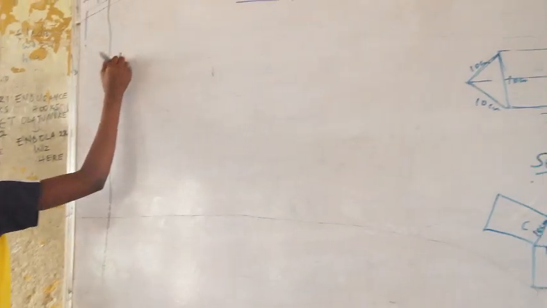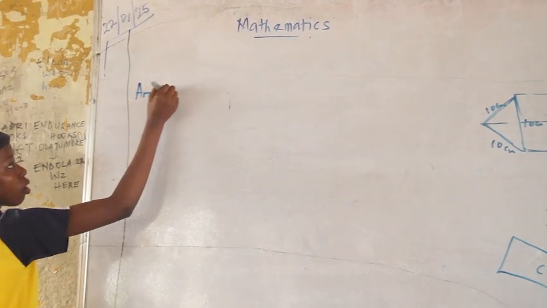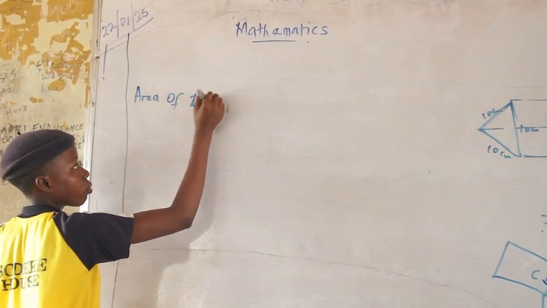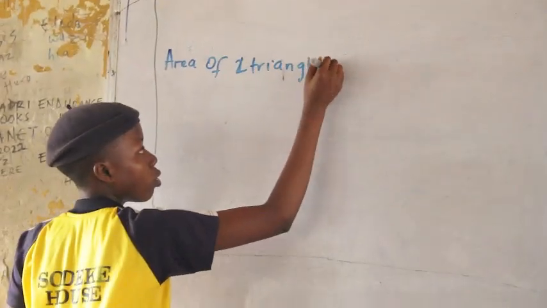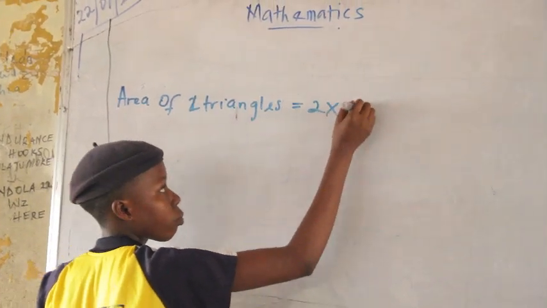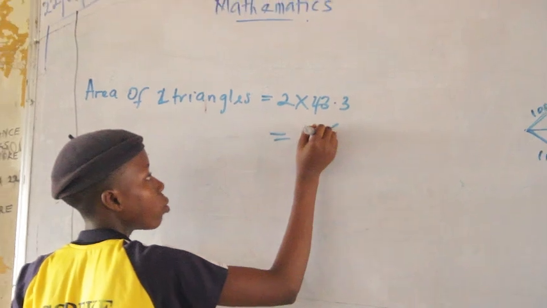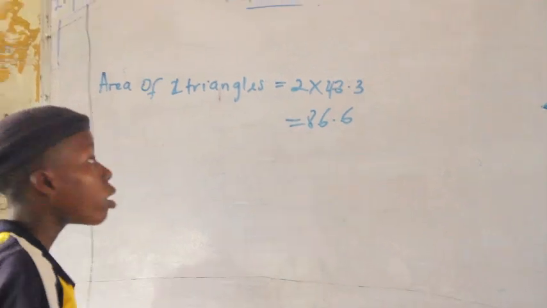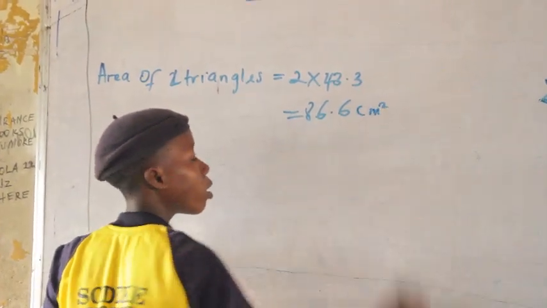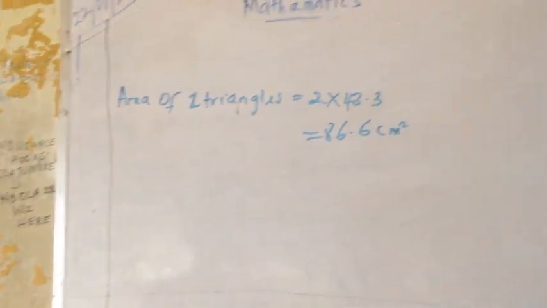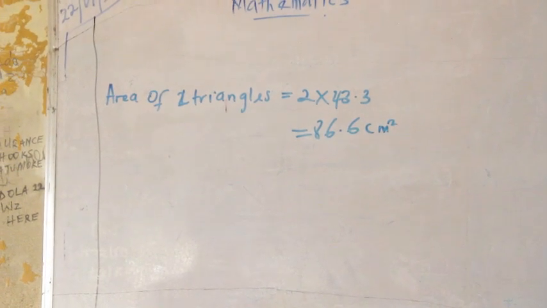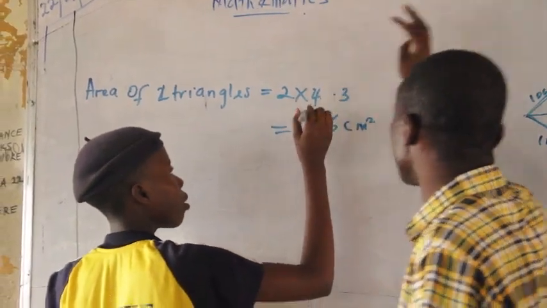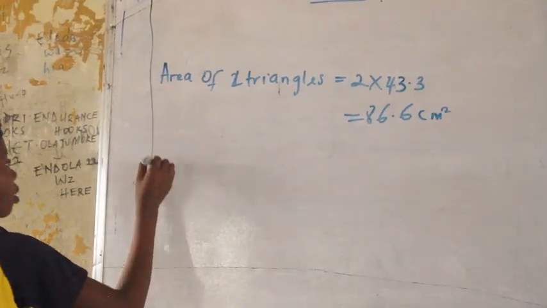Please come and use this side. Total surface area formula for them to see. TSA, area of 2 triangles. It's going to be 2 times 43.3. Is it 8? Yes, centimeters. What is 8 times 2? 16. And is it 43 or 48? 43. Okay, 43. Looks like 48. So it's 86.6 centimeters square.